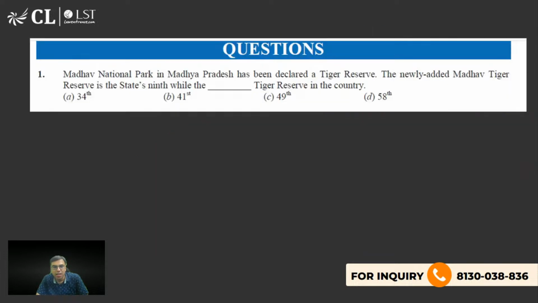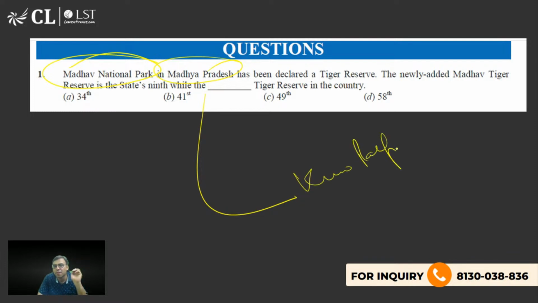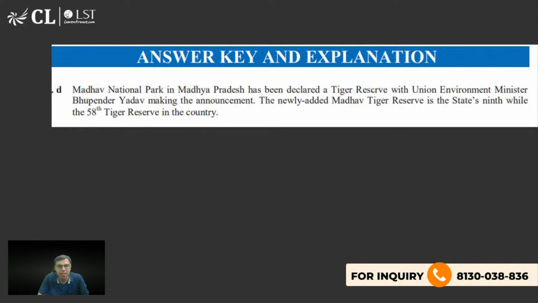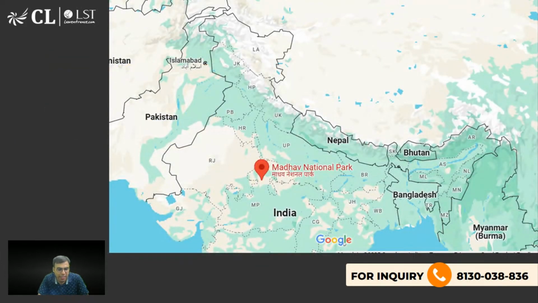ठीक है. The next one is: Madhav National Park in Madhya Pradesh has been declared as a tiger reserve. Now how many tiger reserves do we have in India? ये पूछ सकते हैं कि Madhav National Park recently in news is in which state or something like that. देखो मध्य प्रदेश में बहुत सारे टाइगर रिजर्व हैं. जैसे अभी कूनो पालपुर न्यूज में था. ठीक है, so here the right answer is 58. D is the right answer, है ना.